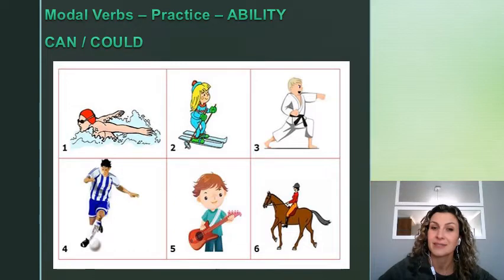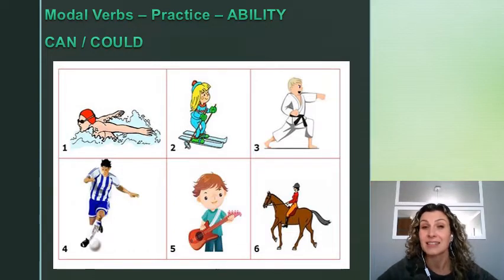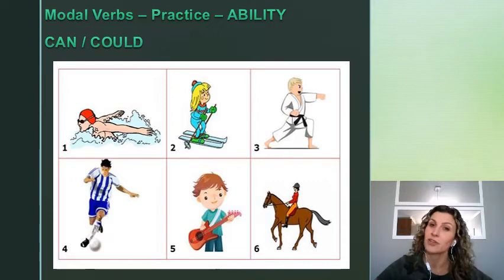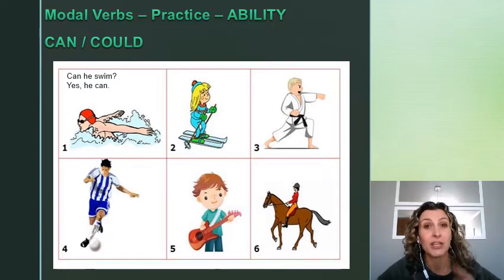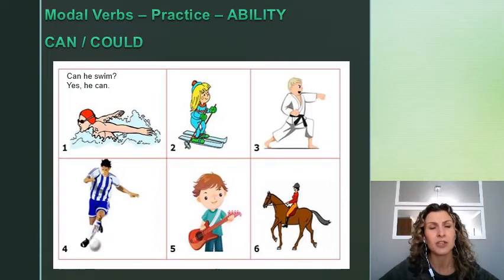So here, guys, let's practice a little bit. Remember that we are talking about ability using can or could. Let me ask you about picture number 1. Can he swim? What do you think? Yes, he can. And you, can you swim? If you ask me, teacher, can you swim? My answer would be no, I can't.